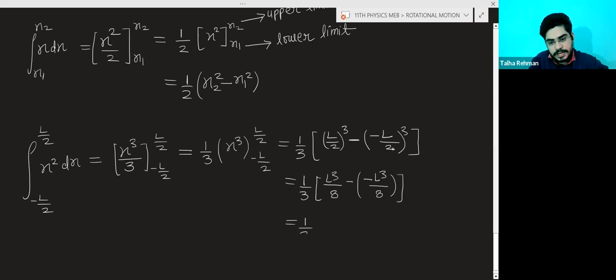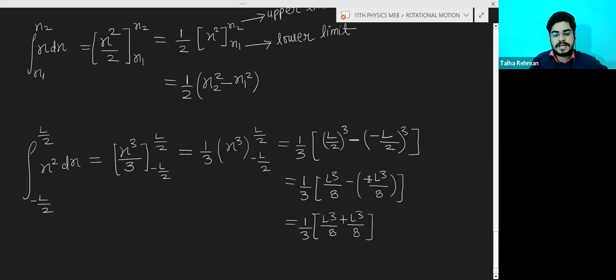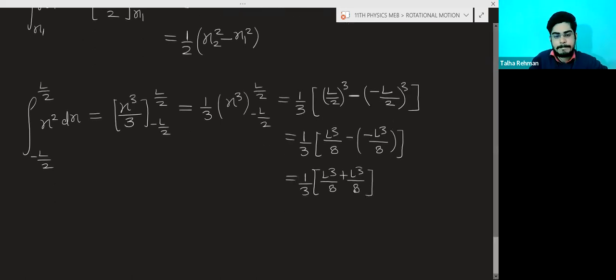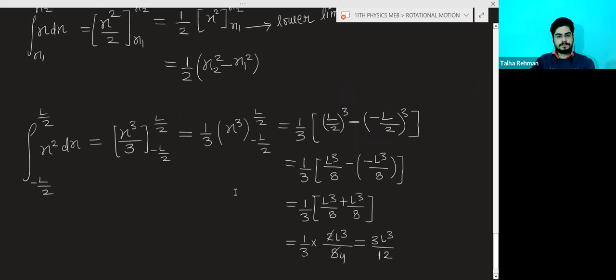So it is 1 by 3, and this is L cube divided by 8, and minus minus becomes plus L cube divided by 8. Now it is very easy. 8 will be the LCM and here will be 2L cube. 2 4s are 8. So what you will get? 3L cube divided by 12 you will get.